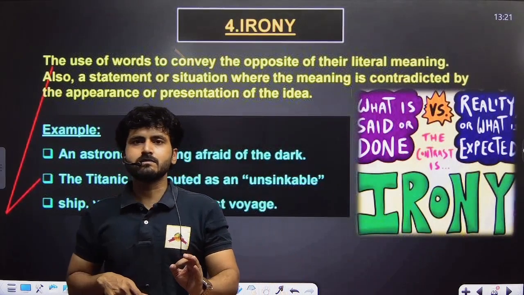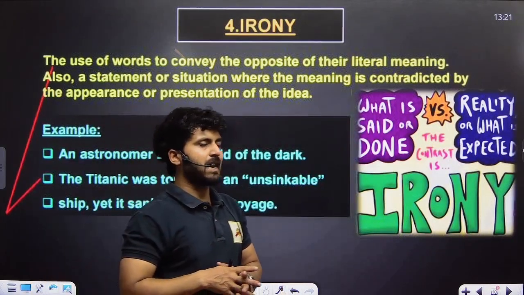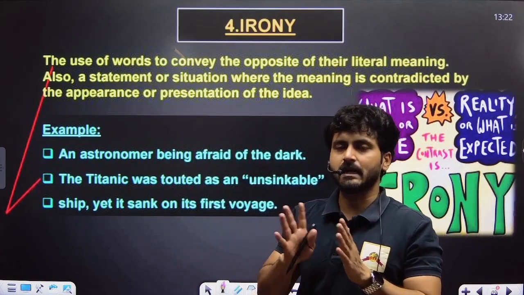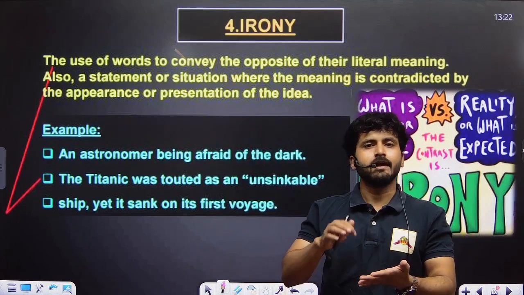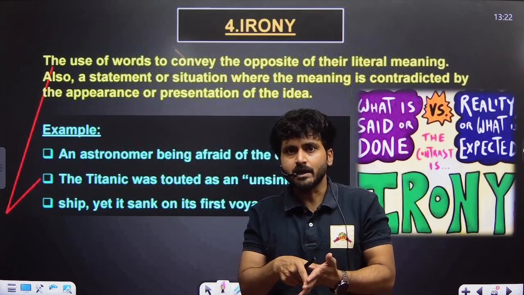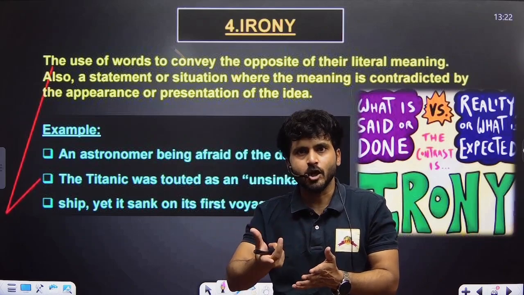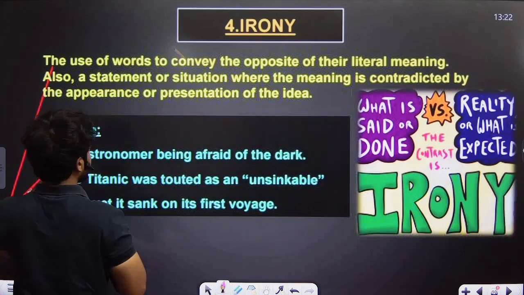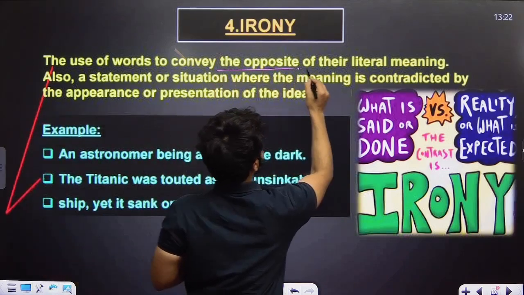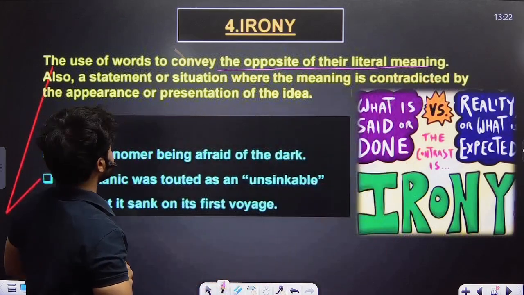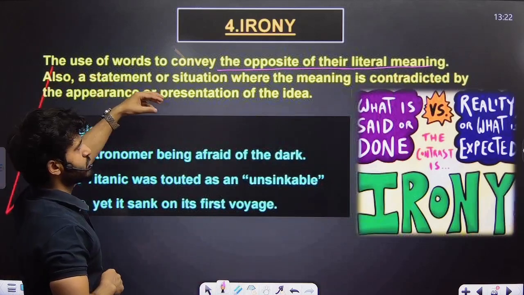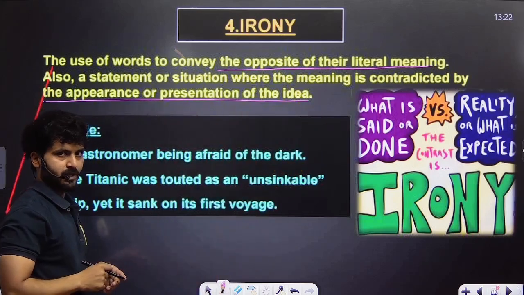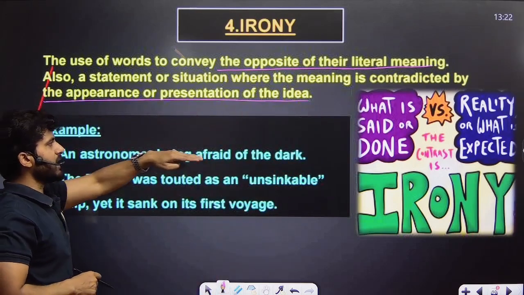Now here comes your irony. What happens in irony? Whatever you say, whatever you speak, or whatever is in written form, it does not mean the exact same. That means the hidden meaning conveys the opposite or contradictory meaning, as in the case of drama and so on. It is the use of words in order to convey the opposite of their literal meaning, whatever things are being said. Also, it is a statement or situation where the meaning is contradicted by the appearance or the presentation of the idea. Got it? For example, an astronomer being afraid of the dark.